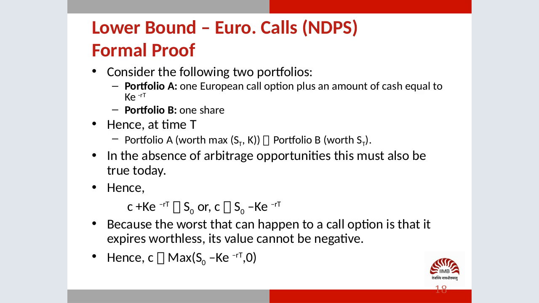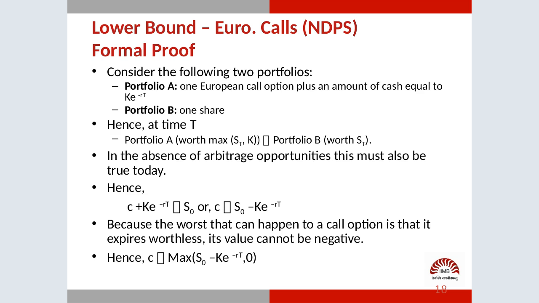On the other hand, portfolio B is only the spot, only the asset. Asset price has moved from S0 to ST, and I have the asset price. Now, if the maximum is equal to ST, then portfolio A and portfolio B are equal. If portfolio A is K, then portfolio A is greater than portfolio B. So if you combine all of it, portfolio A will always be greater than or equal to portfolio B.